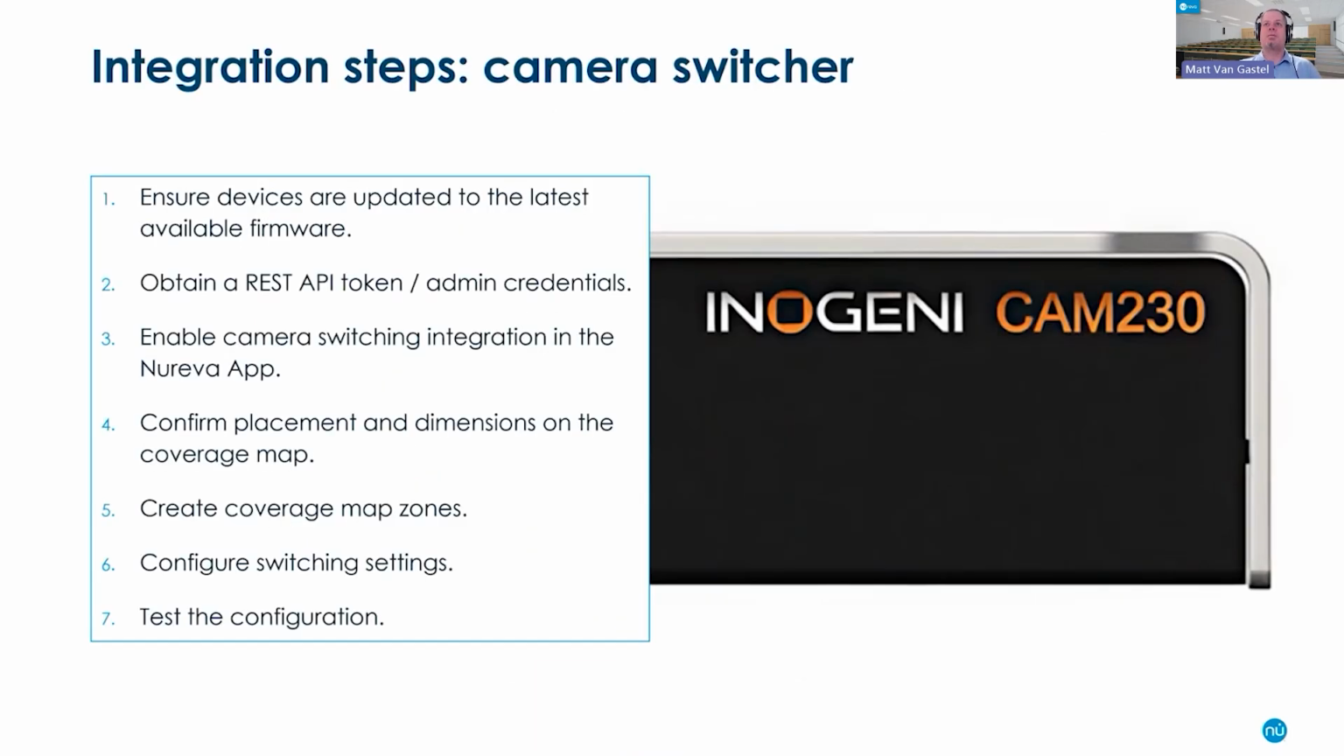Specifically, you've got about 7 steps that you want to take while you're going through this. Ensuring your devices are updated is the most important one. Obtaining a REST API token so things can talk. Enable camera switching. Confirming placement and dimensions. Very important, I'll tell you why later. Coverage map zones. Configure your switching settings, and finally you're going to test the configuration.